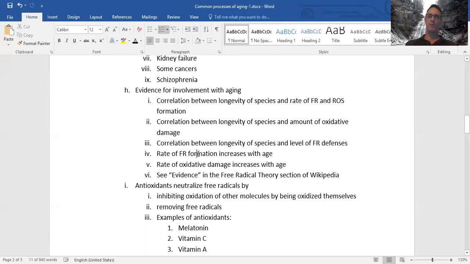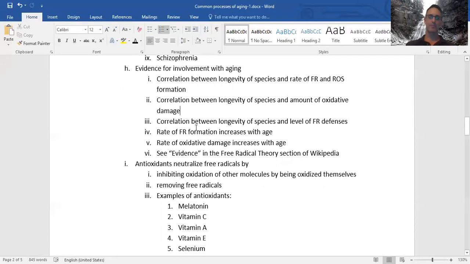Well, we also know that the rate of free radical production increases with age. The rate of oxidative damage increases with age. And if you put these together, that's some evidence that they're involved with aging. And I think there's enough other substantial evidence that I strongly recognize free radicals as being one of the main causes of aging. Not the only cause naturally, but a main cause.